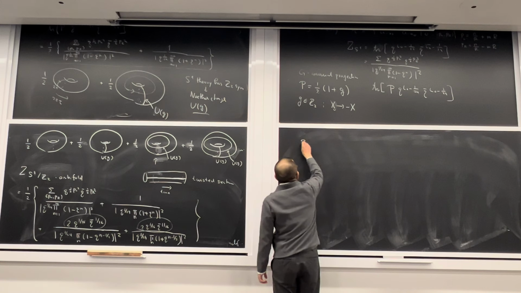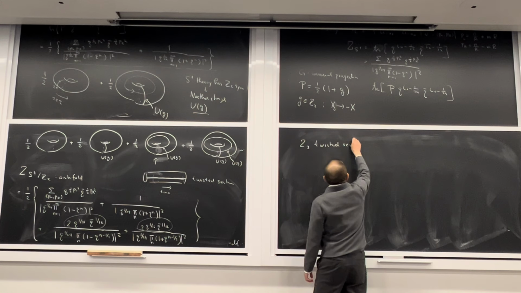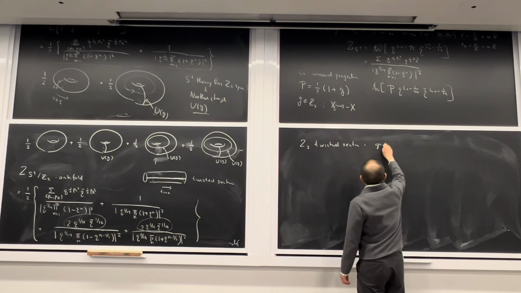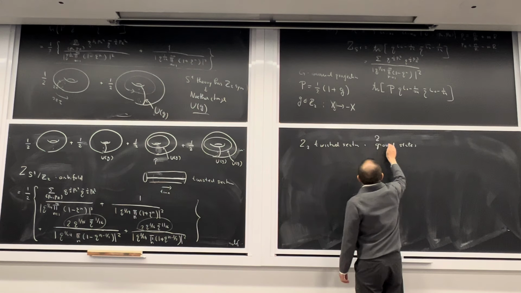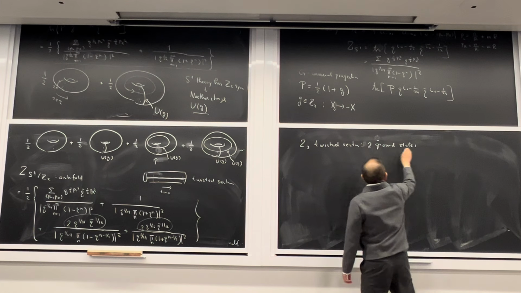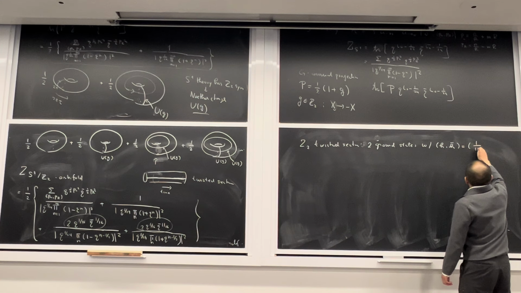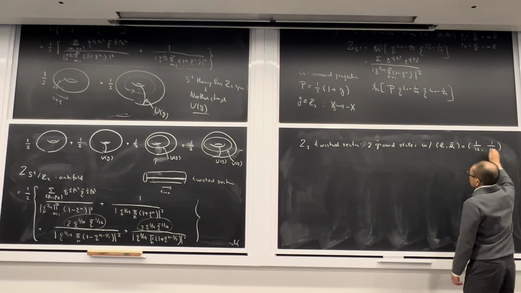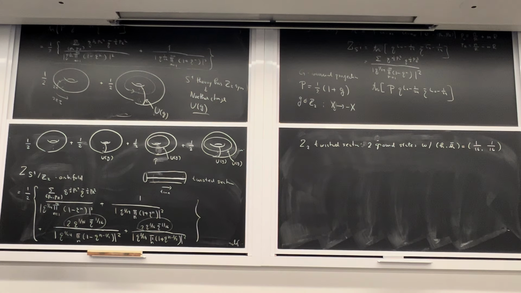So therefore, in the Z2 twisted sector, the ground state, there are 2 ground states with H and H bar equal to 1 over 16 and 1 over 16. Okay, so this is what we can decipher from this construction. So this is very important, and this will be the basis of what we are going to do.